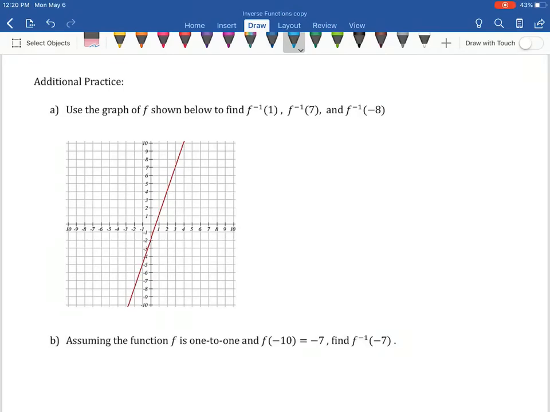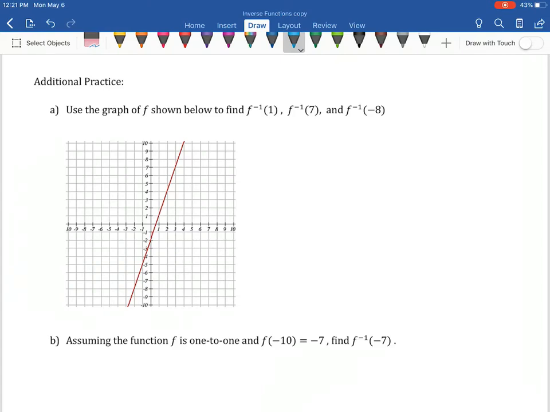Okay, the last part of this section in inverse is I wanted to do some additional practice with you to make sure that you understand the concept of an inverse. I can't stress this enough. The whole idea of an inverse is that you switch your x's and your y's. If your function that you're trying to find the inverse of is not 1-to-1, you have to restrict the domain so that when you find the inverse, your inverse will also be a function.